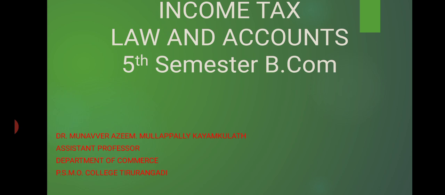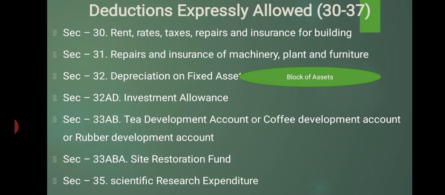Today, we would like to discuss some important deductions which are expressly allowed while we are computing income from business. Sections 30 to 37 deal with these deductions which are expressly allowed while we are discussing our scheme of computations. First one, which is added along with the profit as per the profit and loss account, that is deductions expressly allowed or expenses. So let us see them one by one.